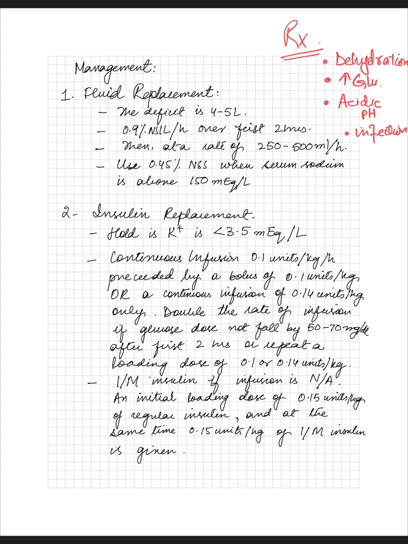The deficit is usually 4 to 5 liters, and we usually give the normal saline over first 2 hours, and then at the rate of 250 to 500 ml per hour until that deficit is overcome. We usually give half normal saline when serum sodium concentration is above 150 milliequivalent per liter.